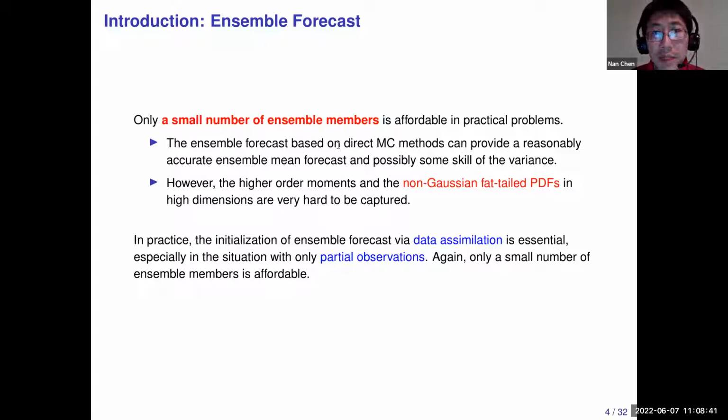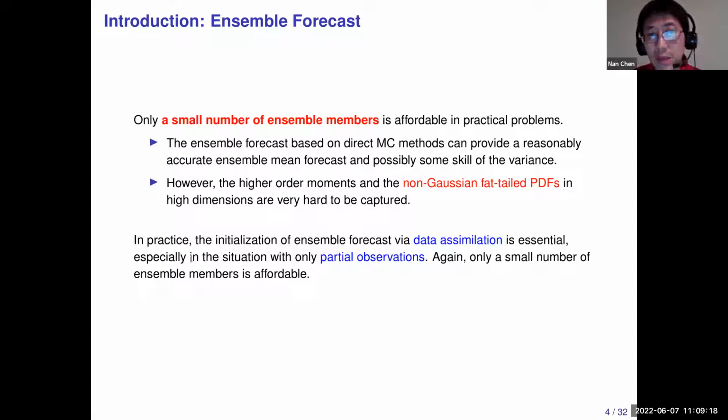So the ensemble forecast based on direct Monte Carlo simulation can provide a reasonably accurate ensemble mean forecast, which is typically what people focus on in practice. Possibly the variance can be reasonably accurately captured, but usually even the variance is not an easy task to recover. And high-order moments like the skewness and kurtosis, or the entire non-Gaussian fat-tail distributions, are very difficult to capture using classical Monte Carlo simulation.